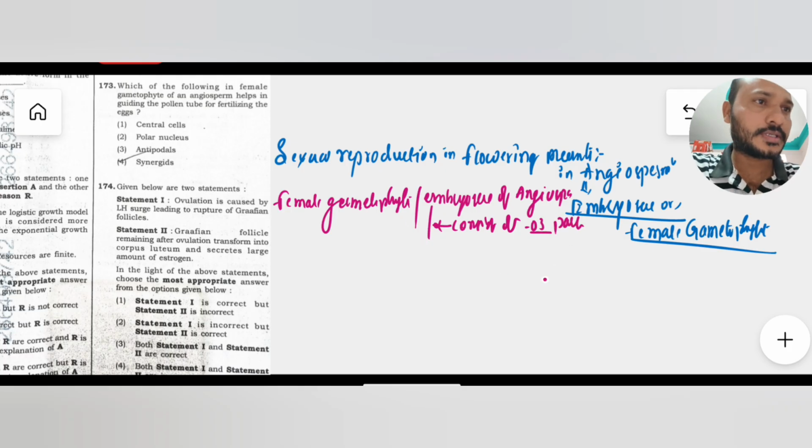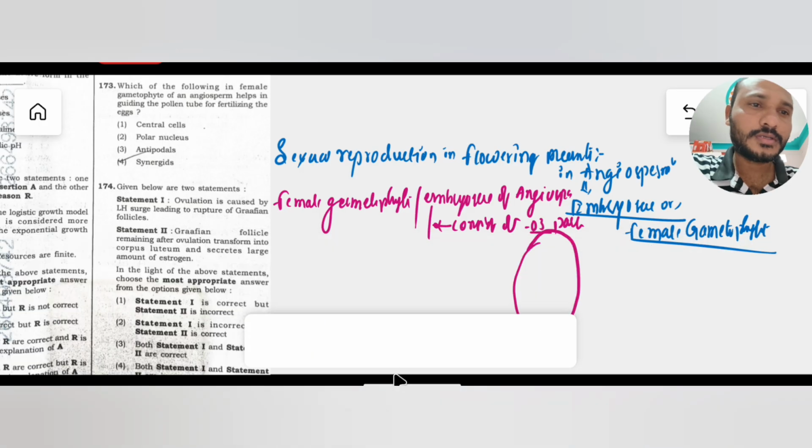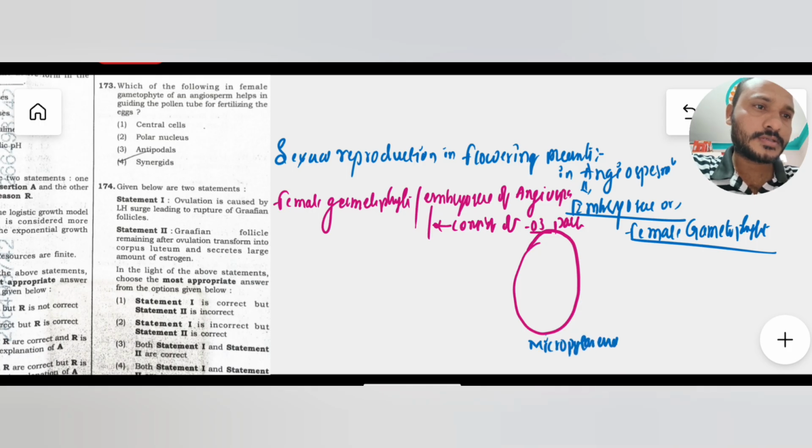So, let's draw a diagram of the embryo sac, like this. Here at the micropylar end, this side, and this side we have the chalazal end. Towards the micropylar end we have one important structure called the egg apparatus.